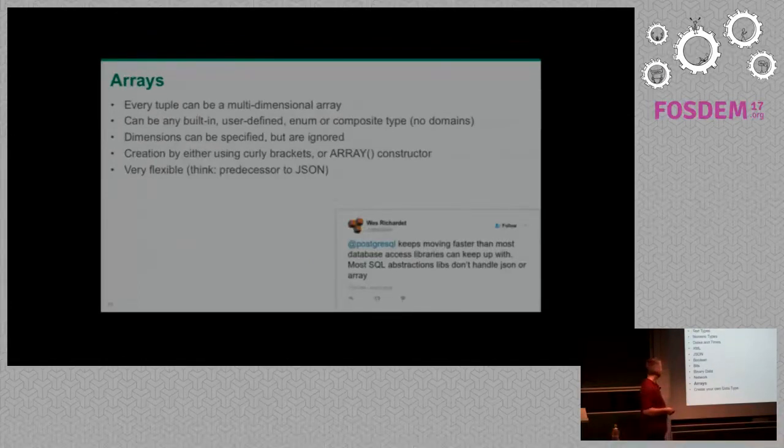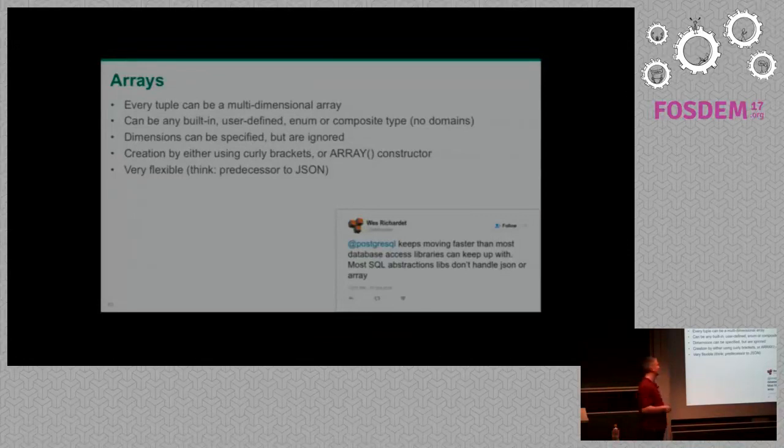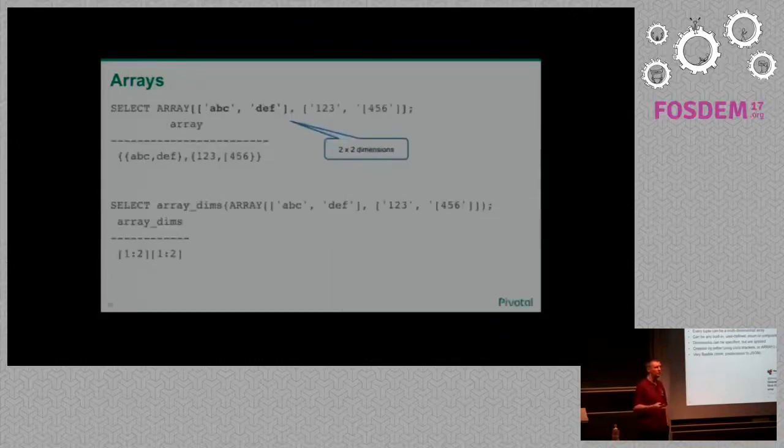Good. Last but not least, we also have arrays. An array is not really a data type, but it's a combination of types. So you can store multiple different types in an array. It can have any dimension. It can be multidimensional. It's very flexible. Think about it like it's JSON in one column. Before we had JSON in Postgres, people used arrays to handle this.